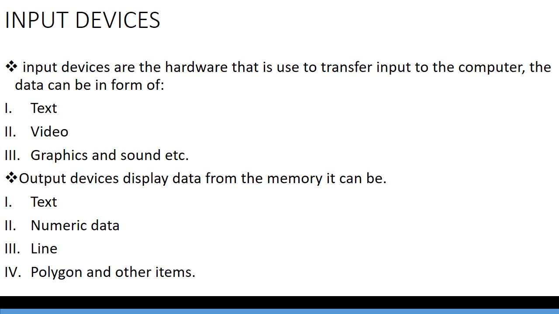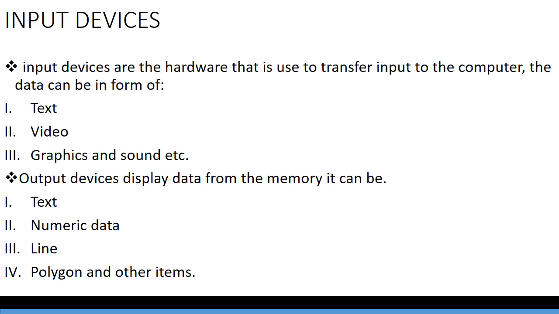Input devices. Input devices are the hardware that is used to transfer input to the computer. The data can be in the form of text, video, graphics and sound. With regard to text, an individual will be able to input data and information. With video, you can visualize whatever event is going on. Graphics and sound is a process whereby you can view and listen to sound, which is part of the output.